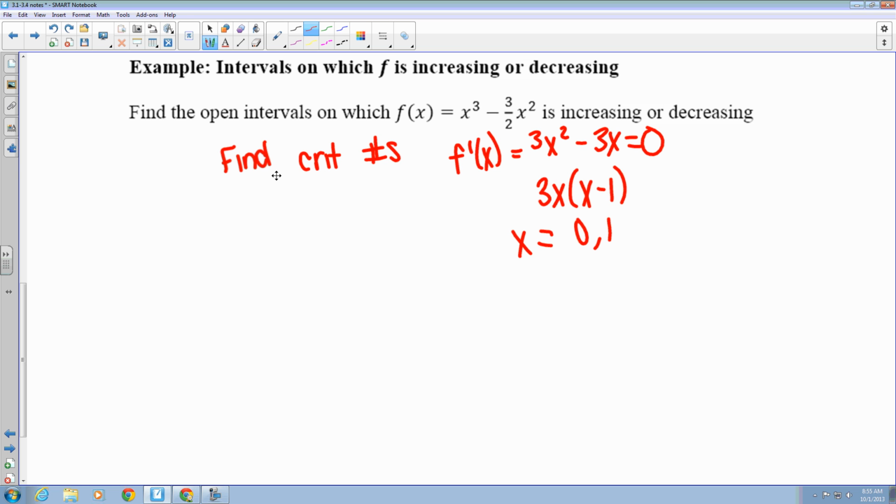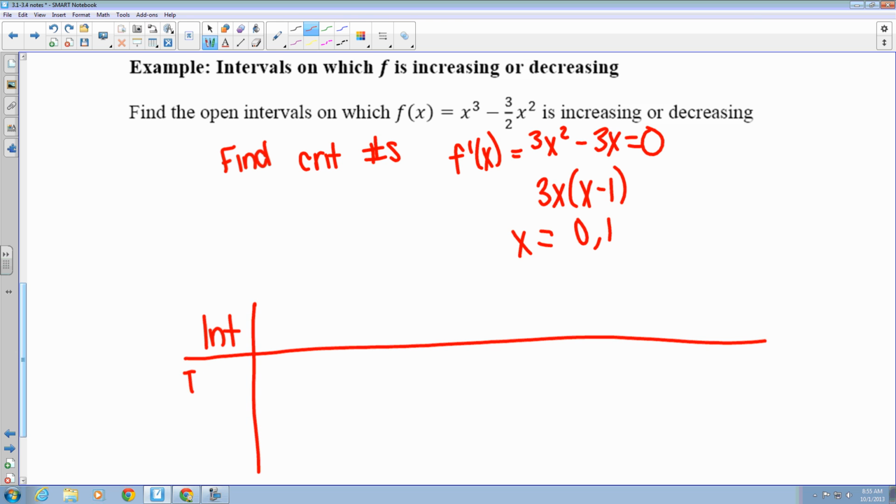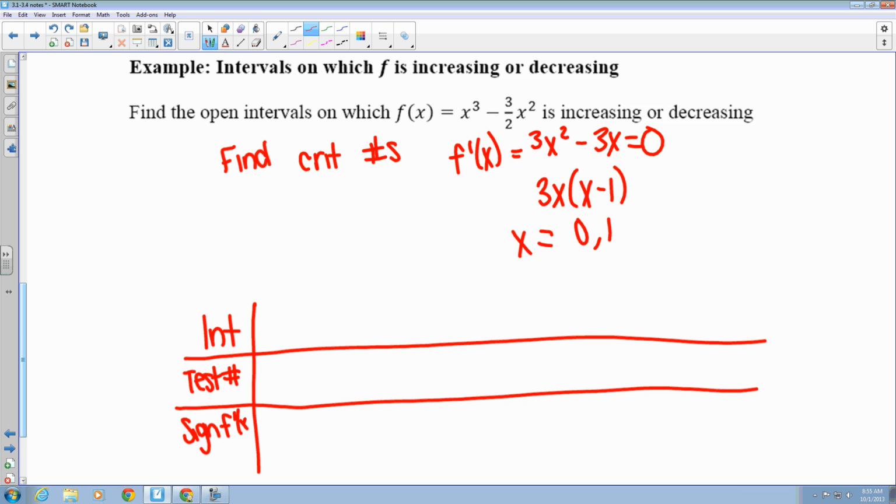So what we need to do then is make intervals, because all the increasing, decreasing, it's all about intervals. So we're kind of going to make a table. Interval. We're going to test a number. We want to know what the sign of the derivative is, because that was what we just saw up above, was if the derivative is positive, it's increasing. If it's negative, it's decreasing. And we're going to make some sort of conclusion based on what we found so far.